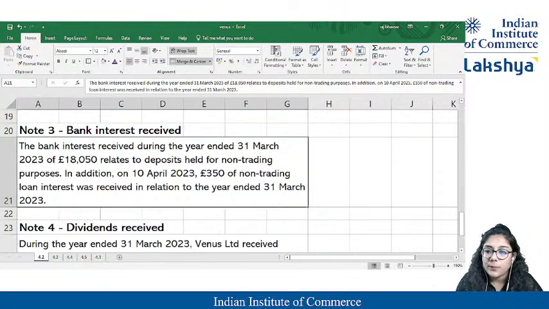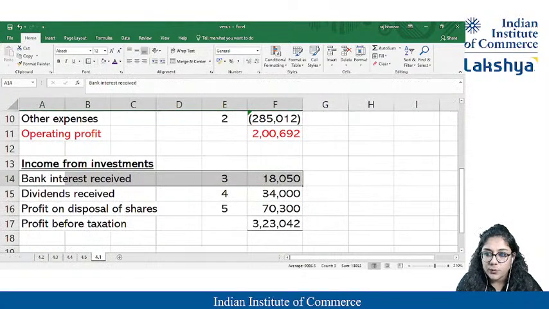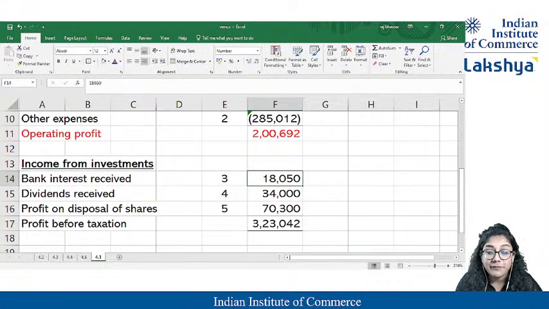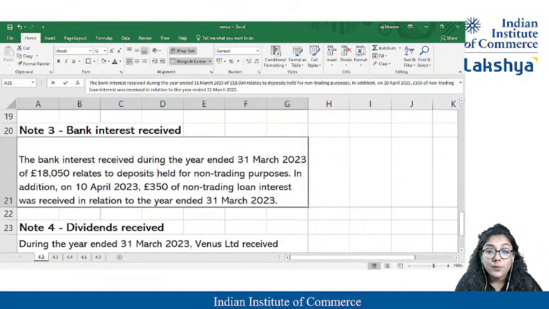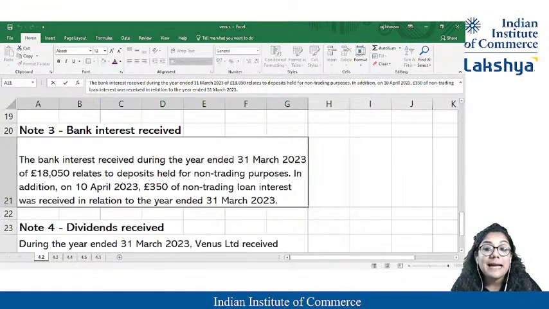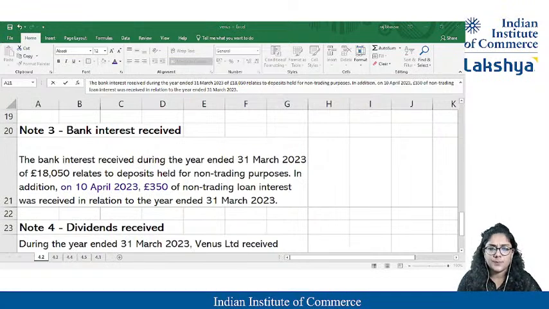So if you check, you would have considered bank interest. I will show you. You will have booked 1850 as an expenditure. Cool. But that relates to the deposit for non-trading purposes. In addition, on 10th April, which is not our year, guys, which is not our year.